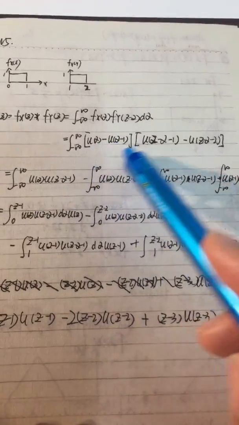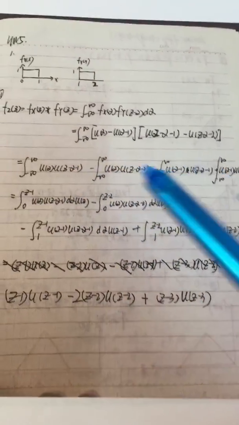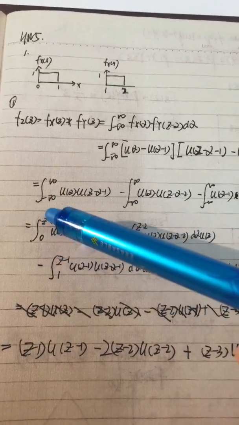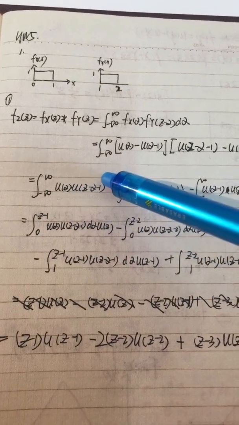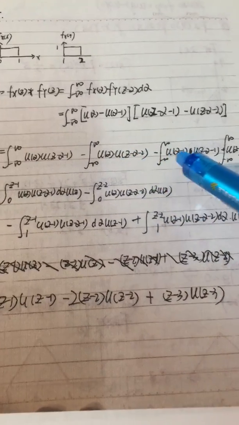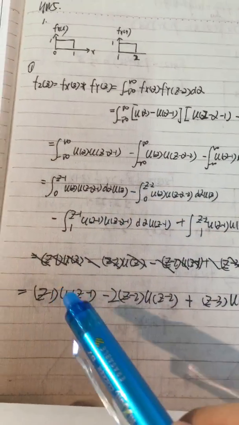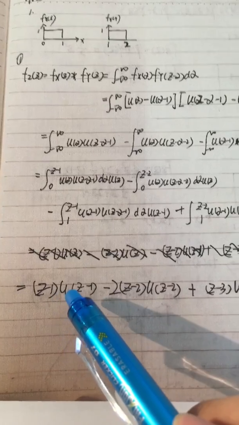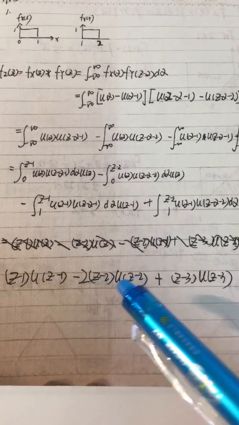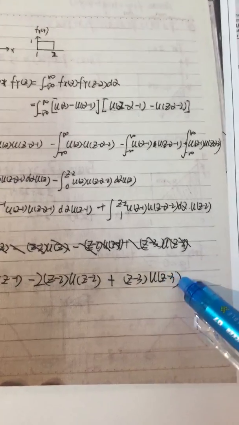For this integral, according to the different parts, we separate it into 4 parts. The first part is from 0 to z minus 1 according to the step function property, multiplied by u(z). Similarly, we do the same for the remaining 3 parts, and we can easily get the result: z minus 1 multiplied by the step function of z minus 1, minus 2 multiplied by z minus 2 multiplied by the step function of z minus 2, plus z minus 3 multiplied by u(z minus 3).